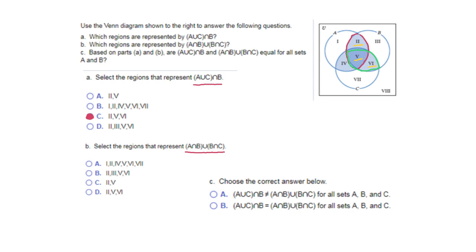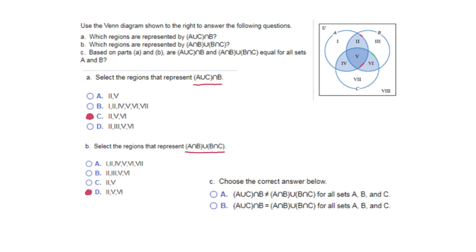So my correct answer that I would choose on here for regions 2, 5, and 6 would be answer D for part B. Sometimes it's a little easier to just use the Venn diagram and do some highlighting on them to get your regions identifiable.